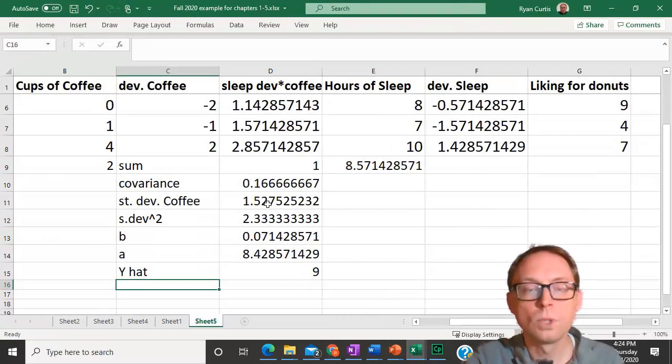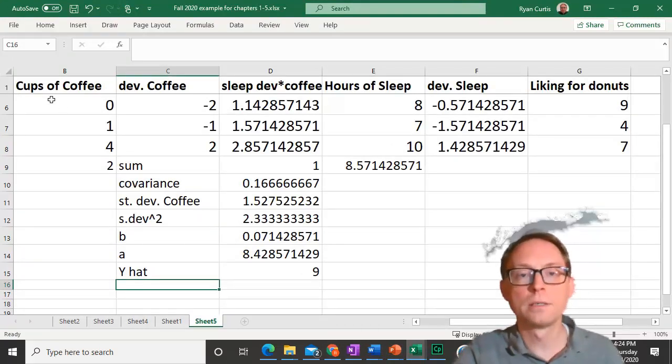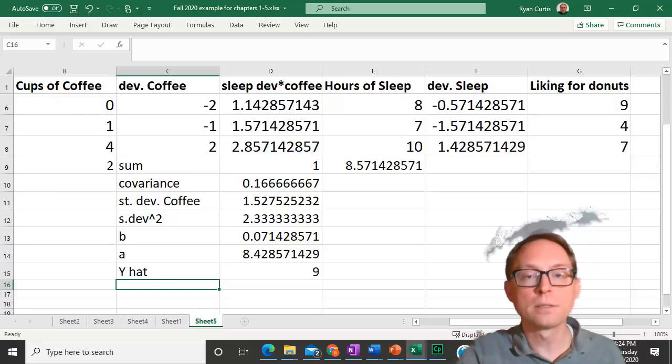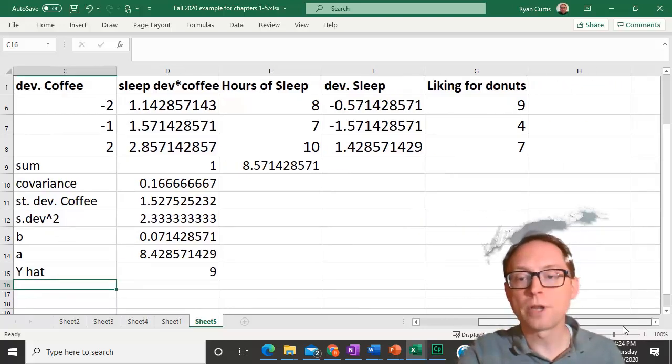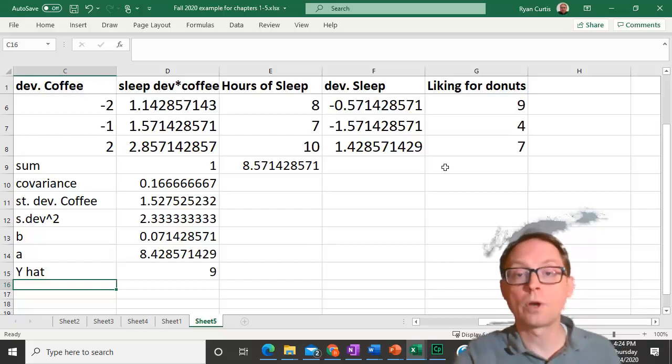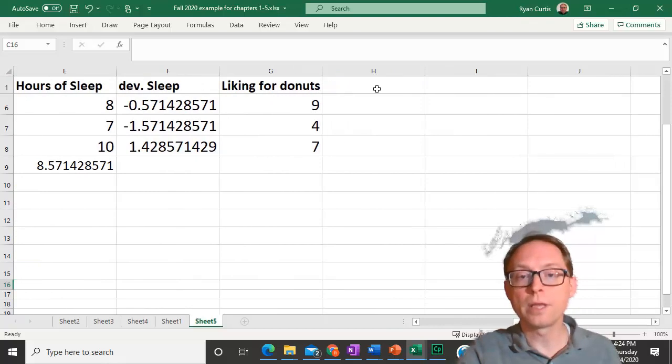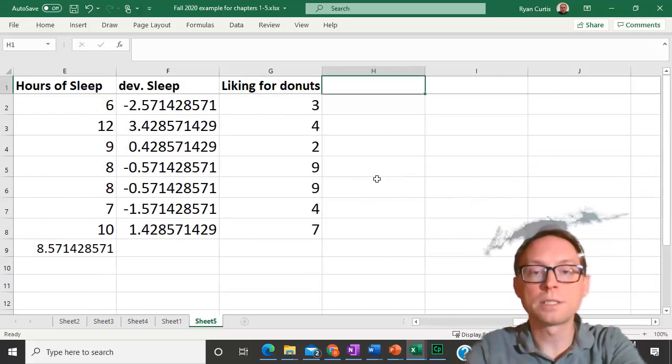In this particular case, we have already got hours of sleep over here, but now we need donuts as well. So in this case, I want to know how much sleep you're going to get if your liking for donuts is exactly a 3. Sleep is going to be our y. I want to know how much sleep you're going to get. And liking for donuts is going to be the x. So let's move this over. We're going to get the same information that we've gotten in the past.